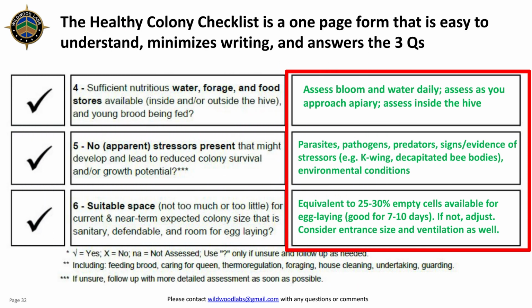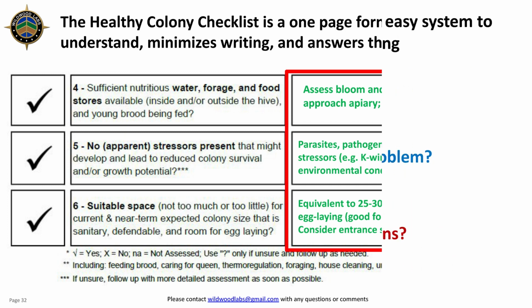This slide summarizes the actions you can take to improve your ability to assess the last 3 conditions of a healthy colony. If you're not confident in your knowledge of these conditions and your ability to assess them, then you should study what is needed by the colony for each of these conditions.